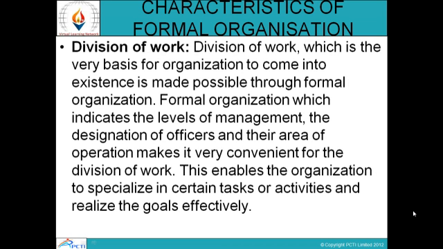This divides the work in the organization, brings out the proper flow in the organization, and gives you specialist workers in your organization. Its existence is made possible through the formal organization. So formal organization basically indicates the level of management and designation of the officers and their areas of operations, making it very convenient for the division of work.